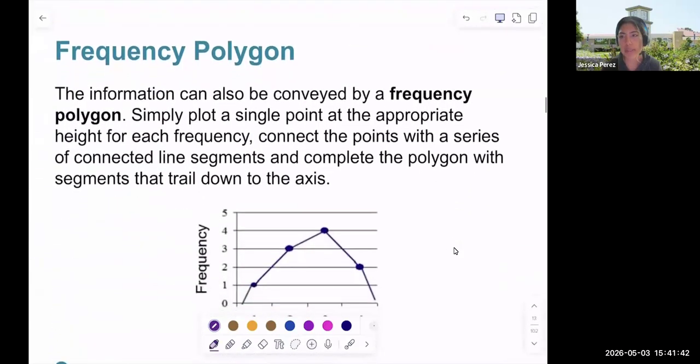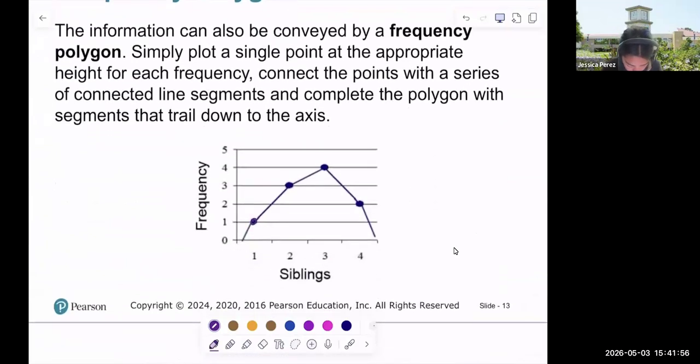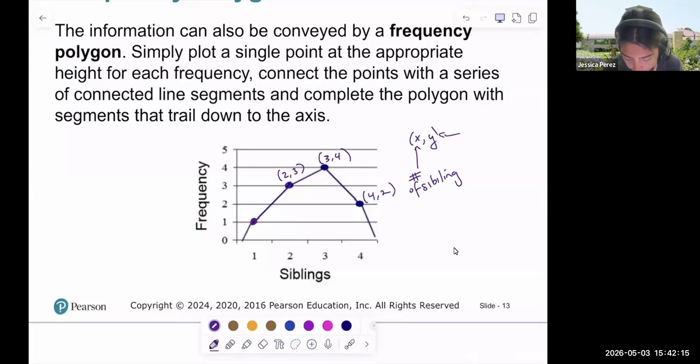Now we can also create a frequency polygon. That is another display that we can create from a frequency distribution. The information can also be conveyed by a frequency polygon. Each plot is a single point, so we have 1, 1, we have 2, 3, 3, 4, and then 4, 2, where the x value again is the number of siblings, and then the y is the frequency. So it's like an XY plane, and here was 1, 1.